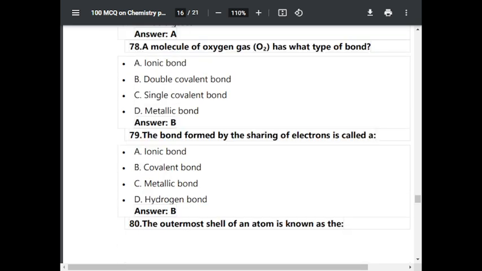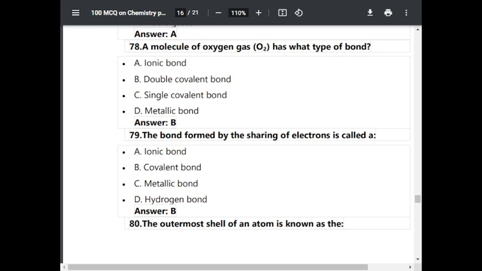Question number 78. A molecule of oxygen has what type of bond? Option A ionic bond, option B double covalent bond, option C single covalent bond, option D metallic bond. The correct answer is B, double covalent bond. A molecule of oxygen has a double covalent bond.